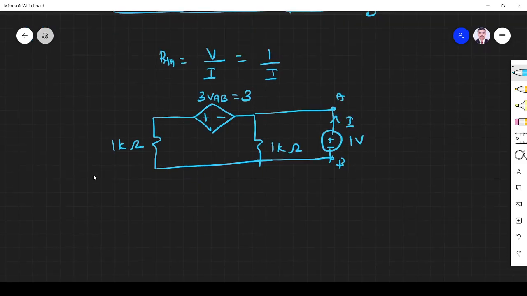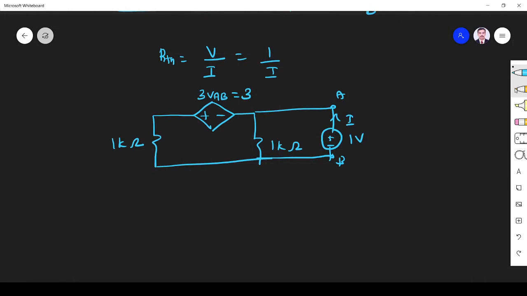Fine. Okay. Now what do I do? I find what the current value is. Here you see we have two nodes. So let us assume this is node 1 and this is node 2. Right? Okay. So in between two non-reference nodes, we have one voltage source. We have to apply super node analysis.